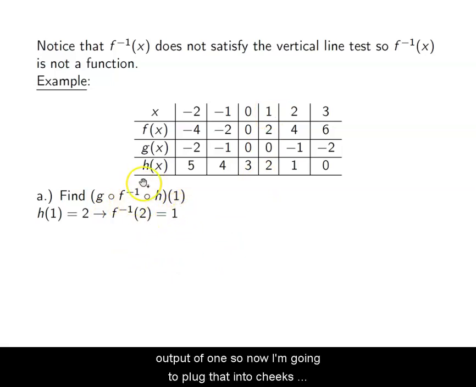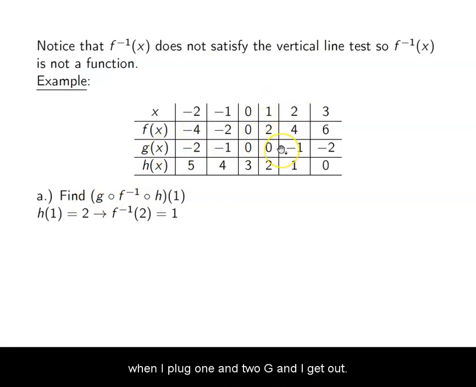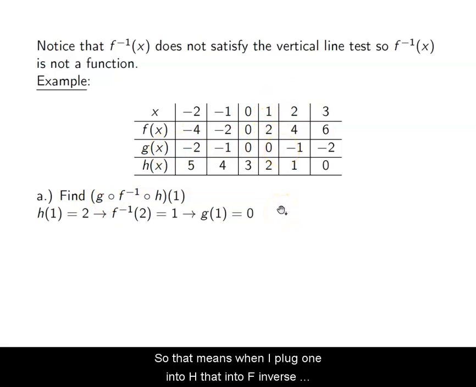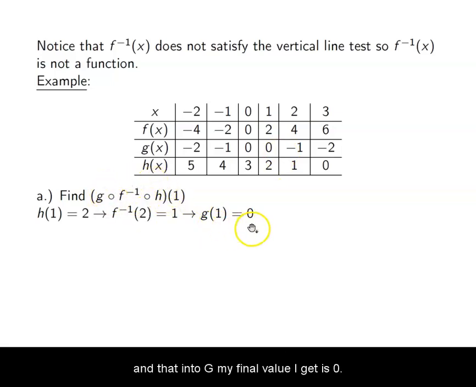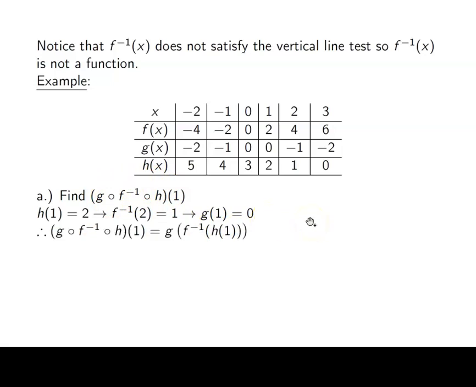So now I'm going to plug that into g. So again, I'm going to 1, and I'm looking at what happens when I plug 1 into g, and I get out 0. So that means when I plug 1 into h, that into f inverse, and that into g, my final value I get is 0. Okay, so this composition means I'm plugging 1 into h, that into f inverse, that into g, and I get out the value 0.